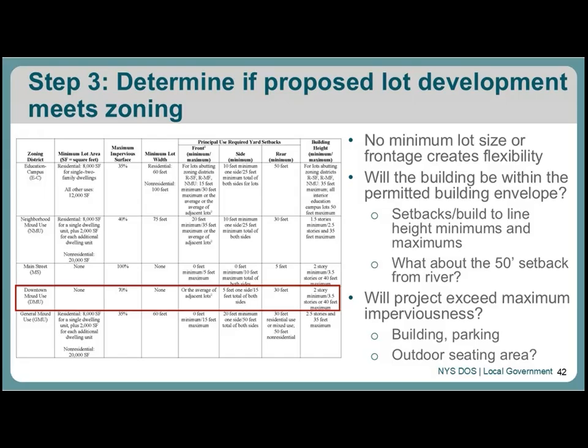And then the other provision here is that they do have a maximum imperviousness of 70%, which is considerable lot coverage, but included in that is building and parking. Depending upon where they're at, they might need to consider what the materials would be for that outdoor seating area, so as not to create more imperviousness. So that's something they would have to consider.